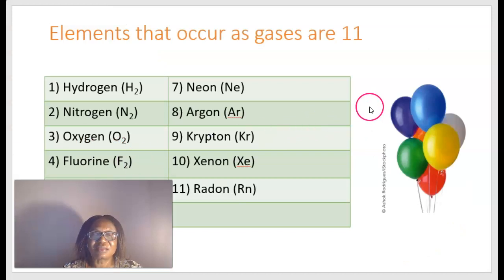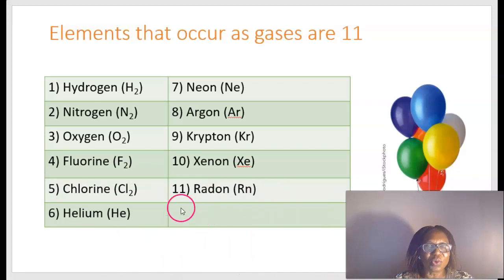And gases, there are 11 elements which exist as gases: hydrogen, nitrogen, oxygen, fluorine, chlorine, helium, neon, argon, krypton, xenon, and radon. So these are the elements that exist as gases. But all the other elements are metals.